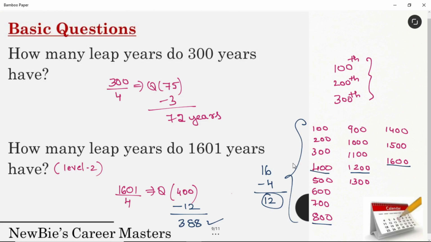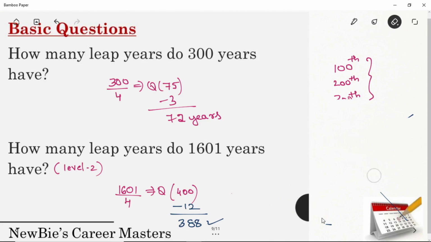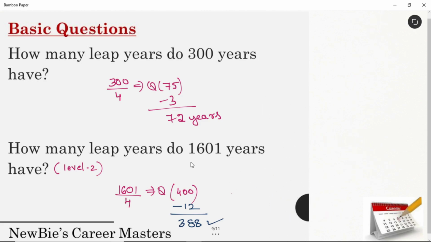Okay, newbies, I'll come to your actual problem. Actual problem is this part. Listing these years takes too much time, I know. Don't worry, I have a solution for that. What I'll do is, I'll remove this. Yes, we'll remove. See, given years are 1600 years.